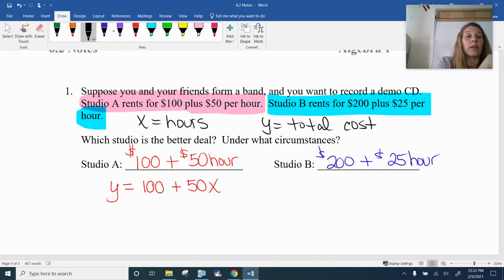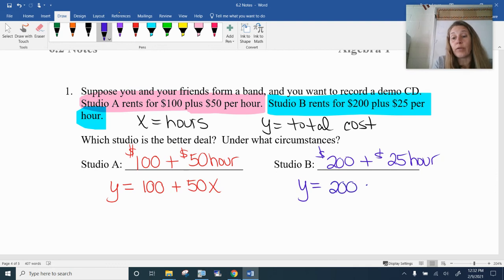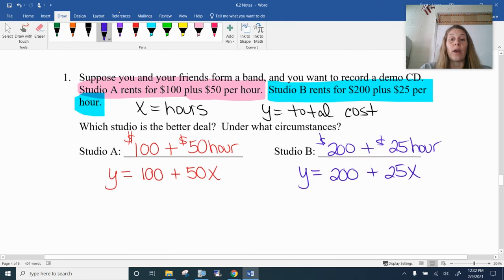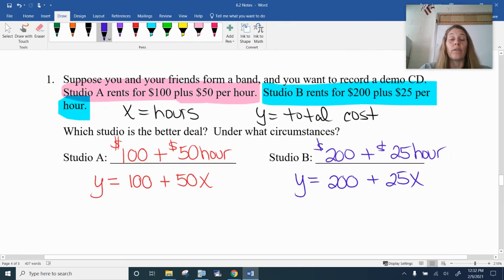All right, so let's do the same type of thing for Studio B now. So the total cost of Studio B will equal the $200 you pay up front plus 25 times X, or $25 per hour.